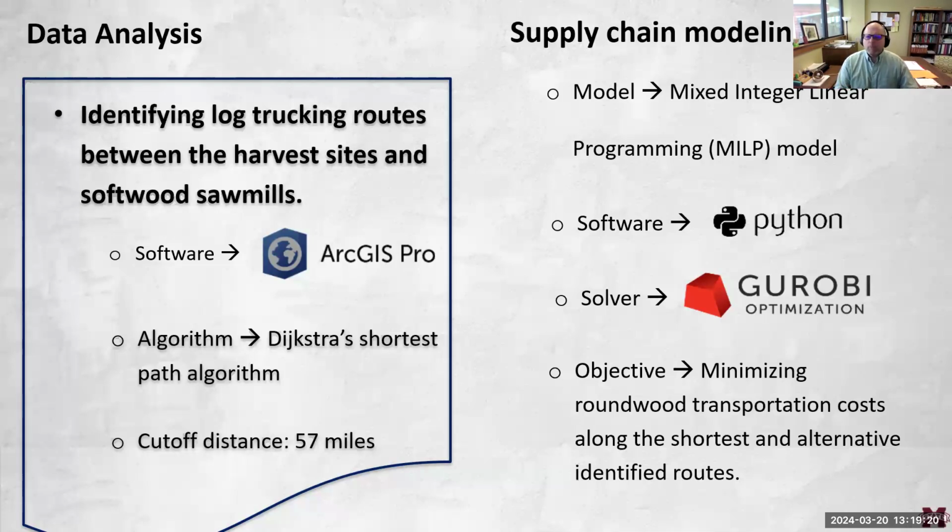And so the objective here: minimize the round wood costs along the shortest and alternate identified routes. So the shortest, and then if there's more than one, and then we also are going to add in that layer of, well, our shortest route is out. How much further is that alternate route that we've identified?